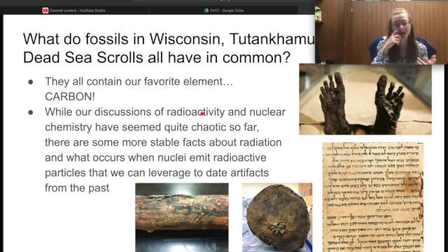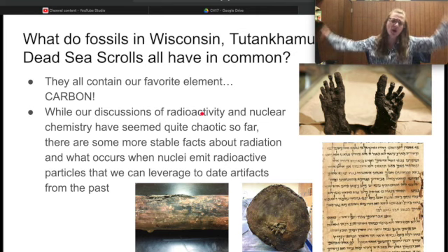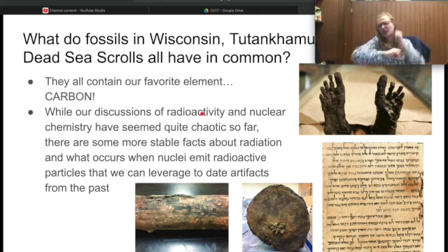While our discussions of radioactivity and nuclear chemistry may have been a bit chaotic so far, we're talking about all of this bombardment and fission and things breaking apart and fusion and things slamming back together, emitting this energy and radiation and stuff like that. There are a little bit more stable facts that we can use about radiation, how it occurs, and at what rate nuclei emit these radioactive particles that we can leverage. And we can use that to date artifacts from the past. So we've learned the age of all of these different artifacts through what we call radiocarbon dating, which we'll talk just a little bit about in a minute here.